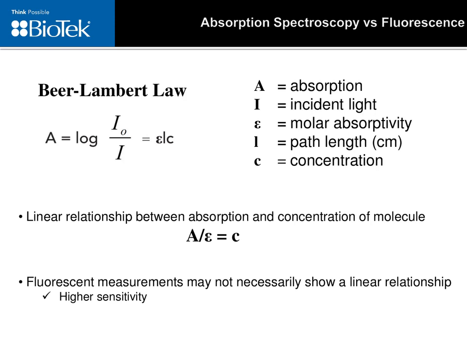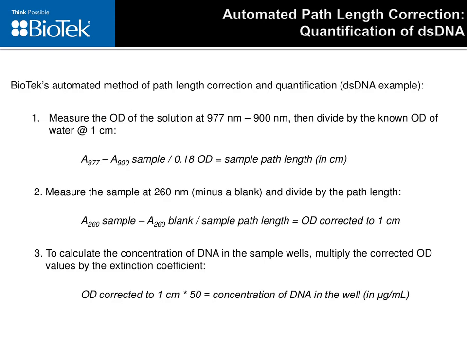Let's discuss how we can exploit this relationship for automated path length correction, where the path length through a sample can vary depending on the sample volume, such as is the case in a microplate well. So to correct the path length to 1 centimeter, BioTek's reader control and data analysis software, Gen5, has a built-in method for samples diluted in water. A stepwise procedure contained in the Gen5 method is shown here.